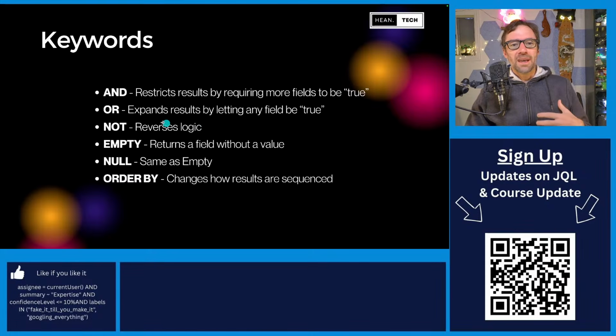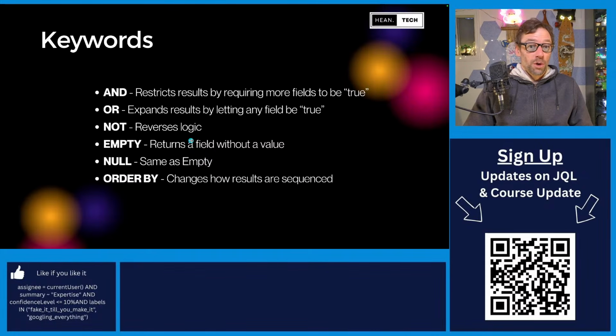Other keywords include not. This reverses logic. Again, not reporter equals Robert Hean. I personally don't use this one all that much. I just don't have a complex enough use case. You can reverse, I believe, an entire clause as well. Empty looks for an empty field. As far as I understand it, and Rodney, keep me honest, it's the same as null. The term null just means there's no value. So reporter equals empty would find any work item without a reporter.